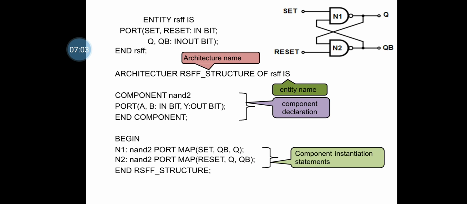So in the entity declaration, as I have named it as RSFF, this is the name for the RS flip-flop, and then we have declared the ports here. So while declaring the ports, you can see set reset is the input bit, but Q and QB I have declared it as inout bit, because sometimes that we are using as output and that also we are using as input. And then end RS flip-flop.